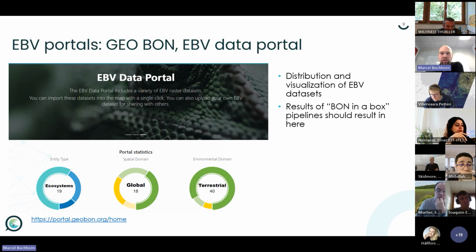That is definitely for the distribution and visualization of EBV datasets. Currently, as you can see, there are 40, I think there are 40, but that's only domains, but there are over 40 products in it. And mainly also the results of the Bon in a Box pipelines should later be saved in this portal.